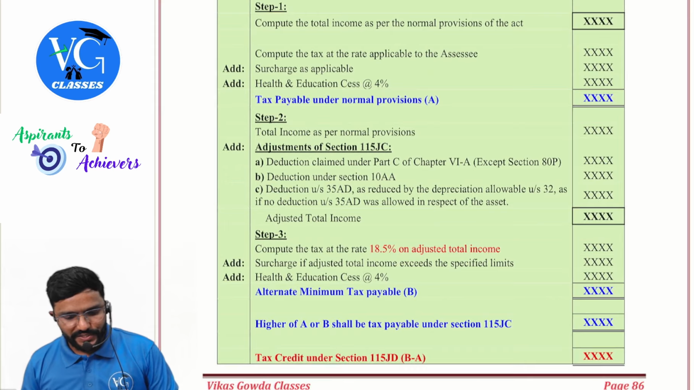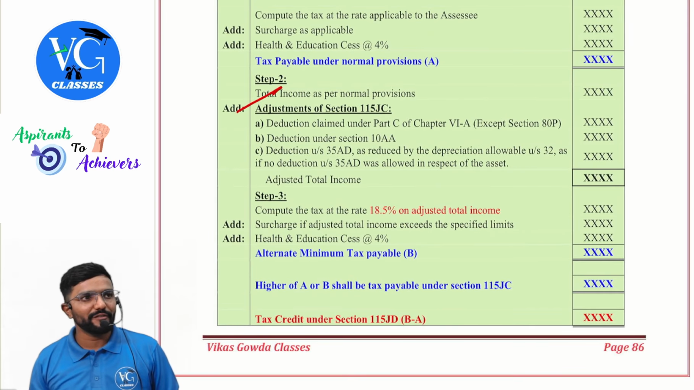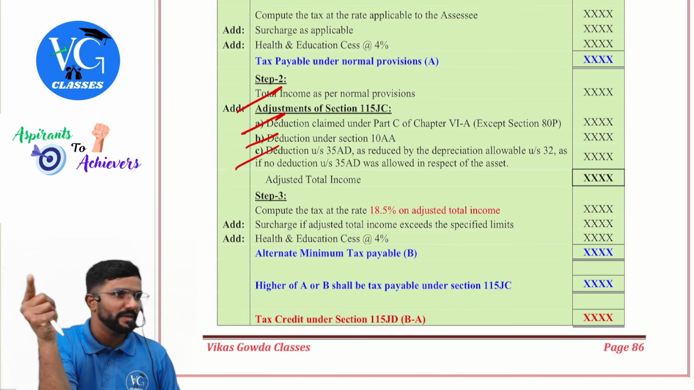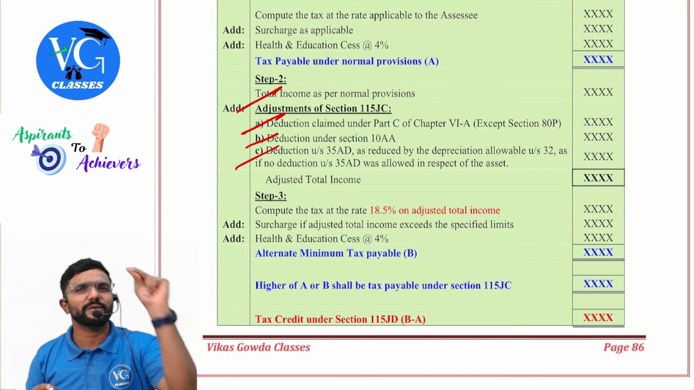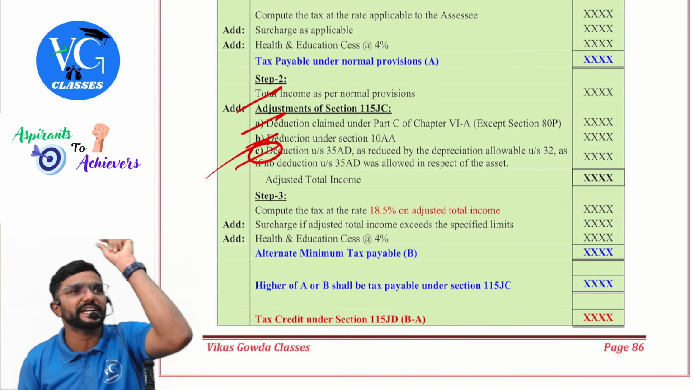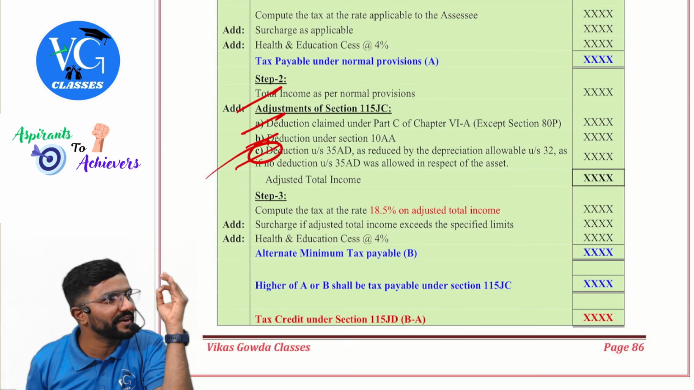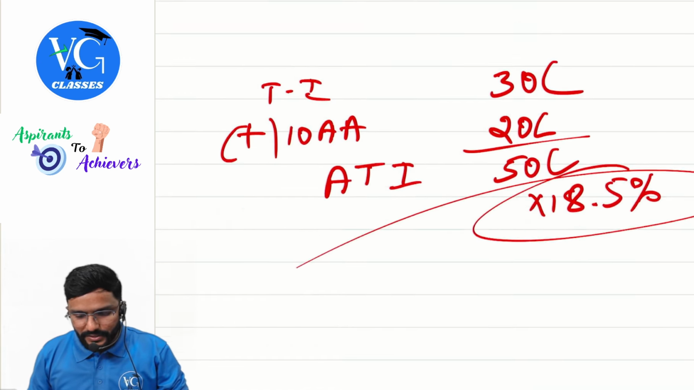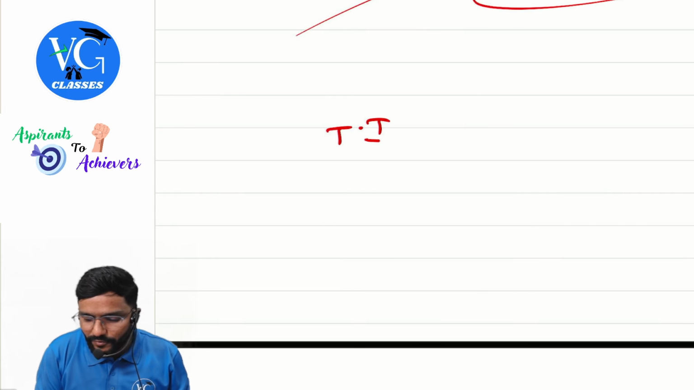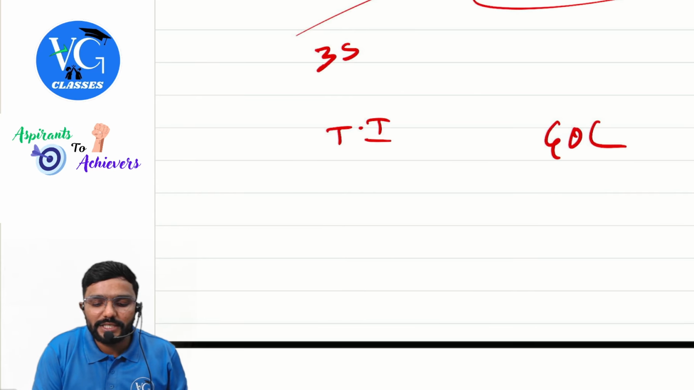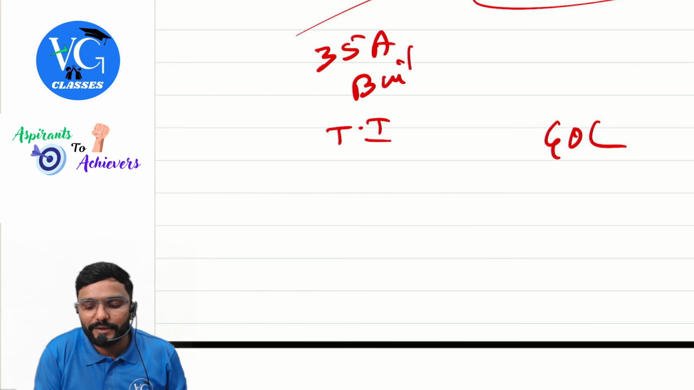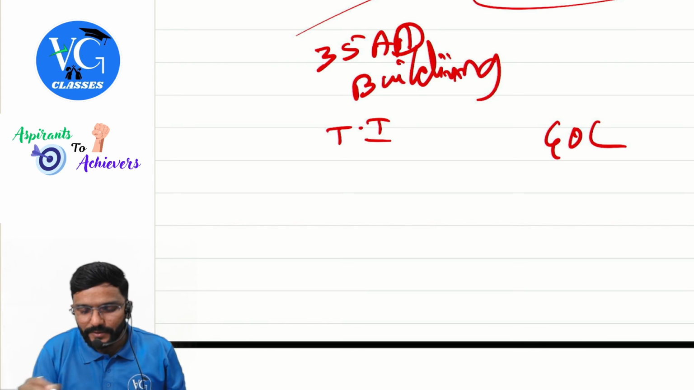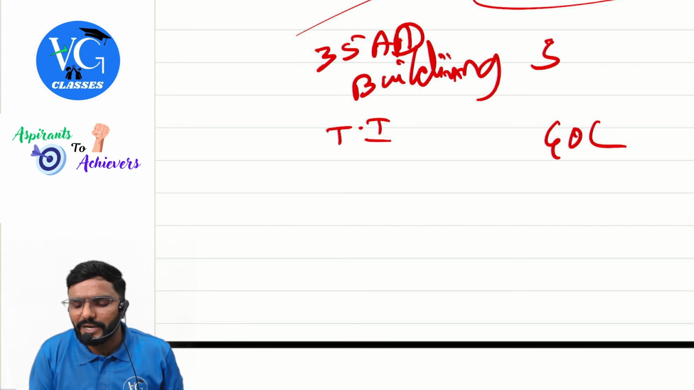Okay, so you can see, you will take total income as per normal provision. For that, you will add whatever deduction you already claimed, because of which AMT is applicable. But one adjustment is there for 35AD deduction. What is that, sir? Guys, listen, important. Sir, I have my total income of 40 lakhs. And under section 35AD for building, let me take it for building, I had claimed that deduction for building, 50 lakhs, sir.